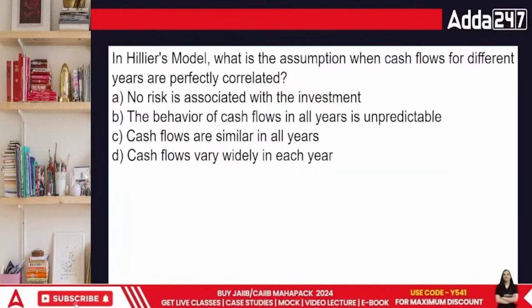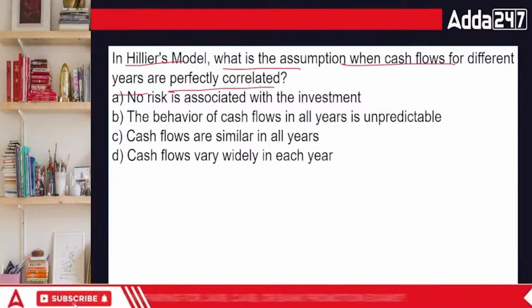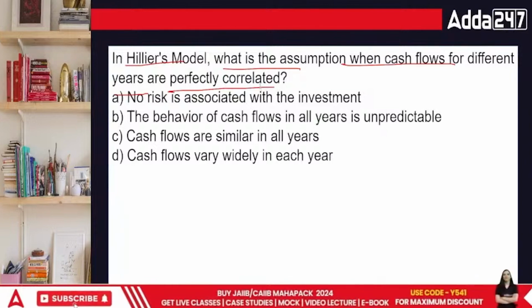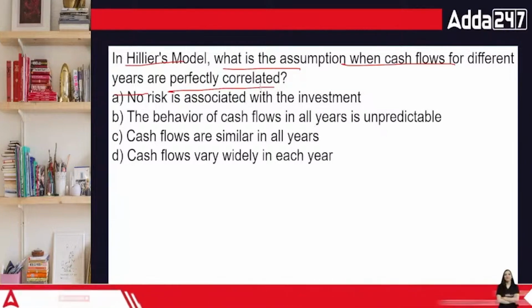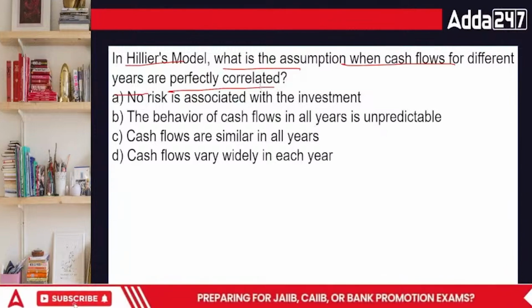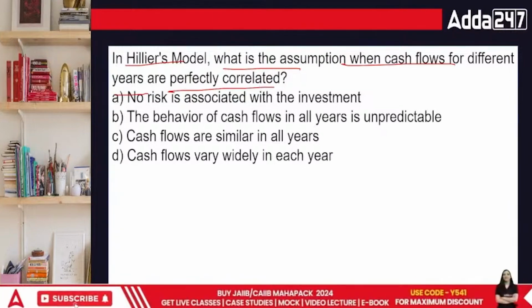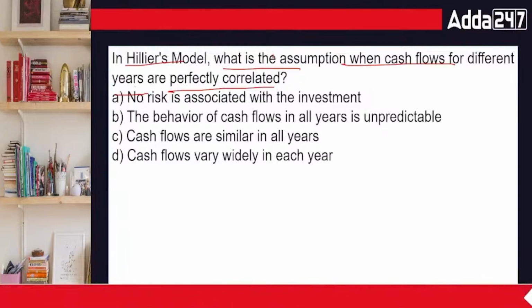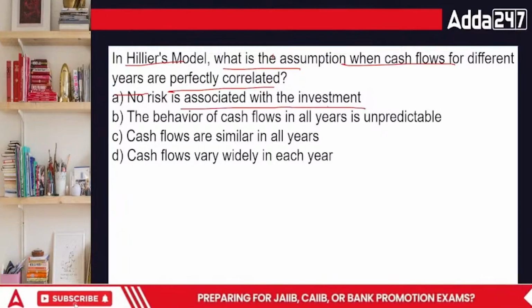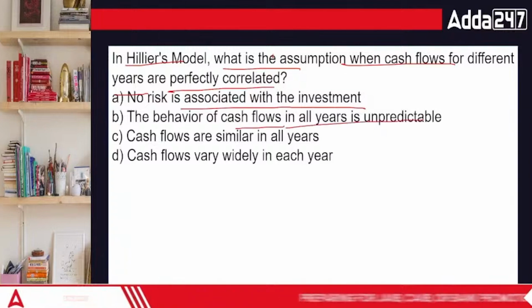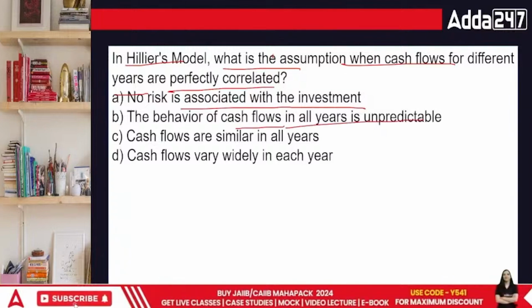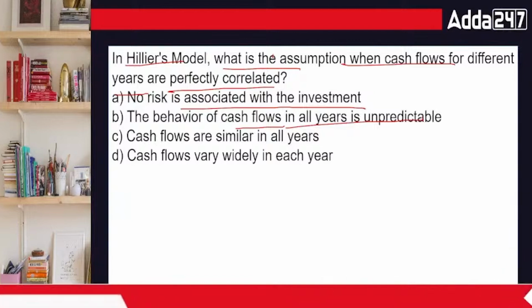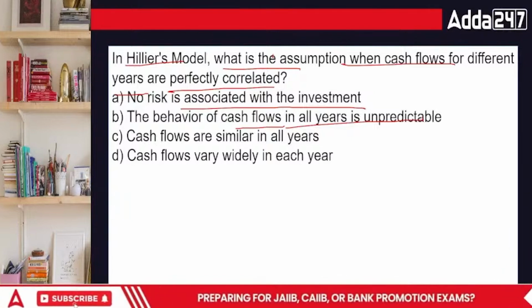In the Hillier model, what is the assumption when cash flows of different years are perfectly correlated? When things are correlated, we are trying to find the relationship between different forms of data. If they are correlated, then what will happen? What is the assumption? If they are correlated, no risk is associated? No, it is not a risk. The behavior of the cash flows in all these years is unpredictable? No. When the data is correlated, it means the data is linked. If the data is linked, then this problem should not occur.